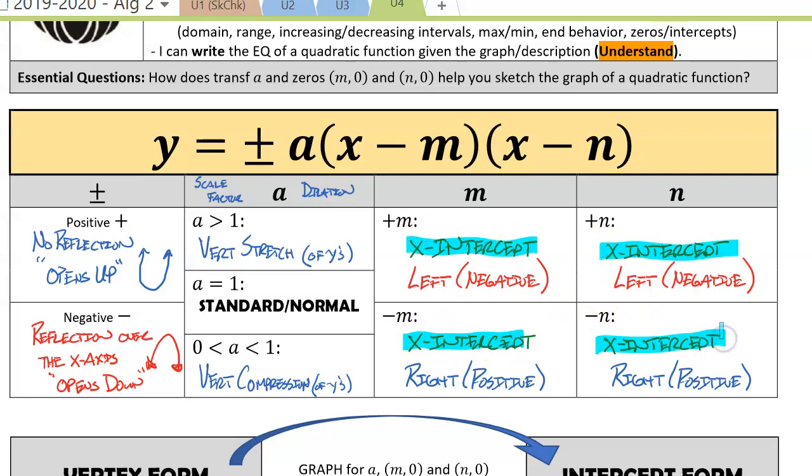So, intercept form, the name meaning that we are given the two x-intercepts of our graph. Now, it could be one x-intercept if it's the same value, but we are given the x-intercepts of our graph, hence the name intercept form. A positive m value means we actually have a negative x-intercept. A negative m means that we have a positive intercept. And the same thing with n. A positive actually means it's a negative value. A negative value means it's a positive. It's the opposite of what we actually see.